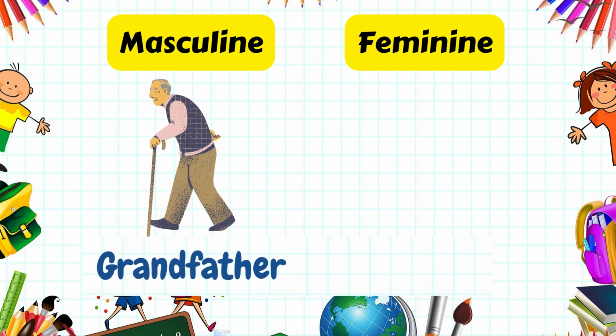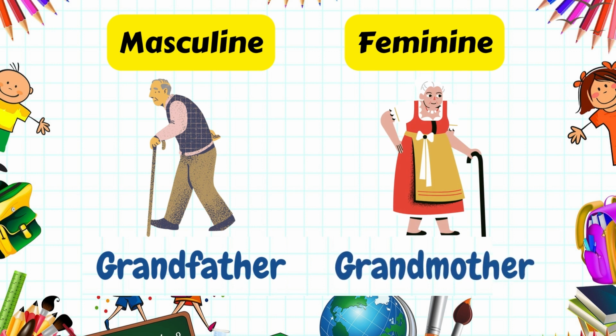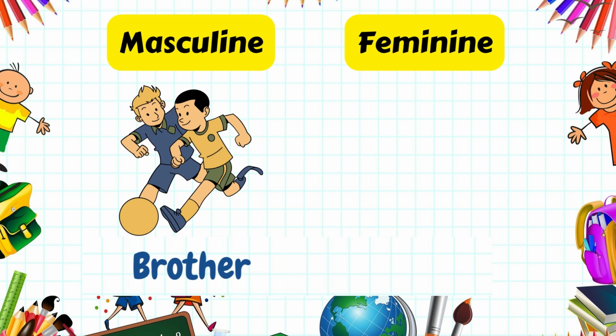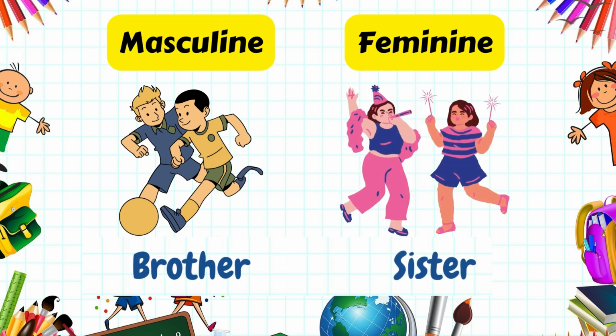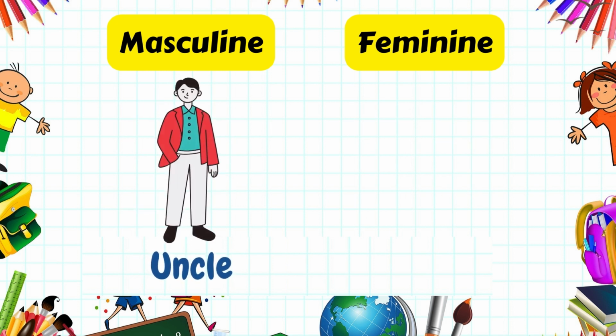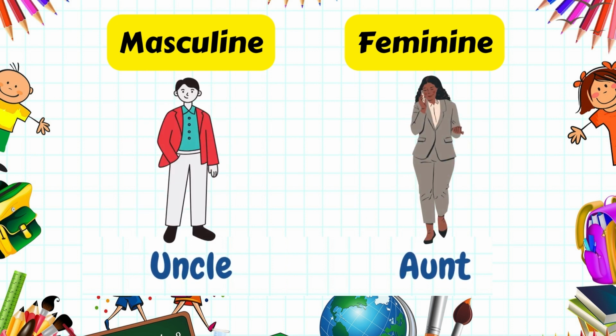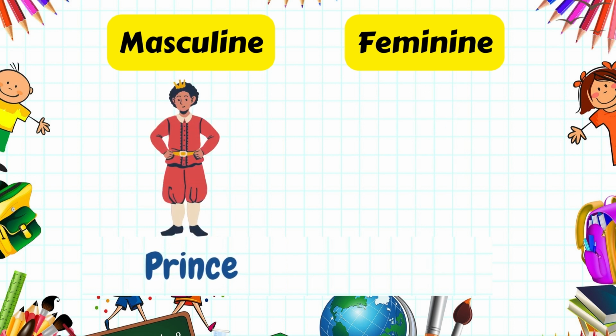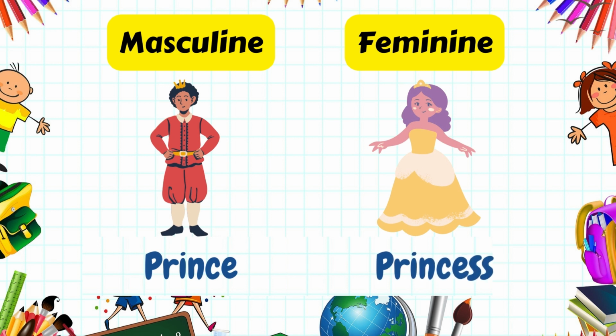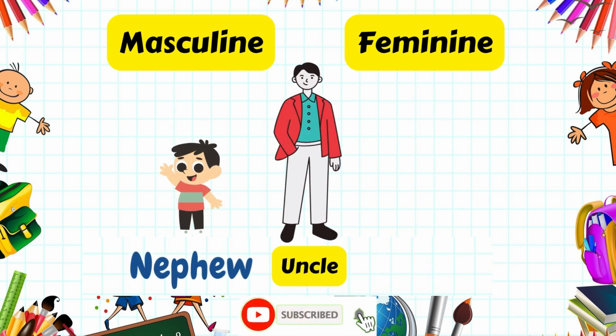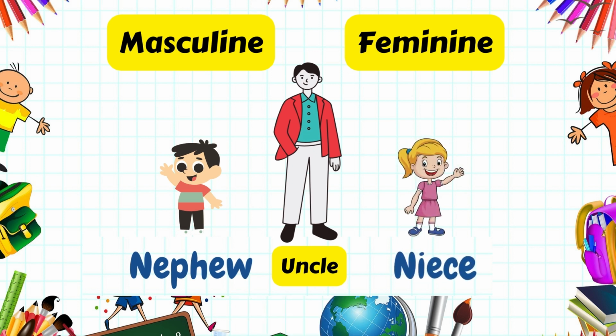Masculine is grandfather and grandmother is its feminine. Masculine is brother and feminine is sister. Brother, sister. Uncle is masculine and its feminine is aunt. Prince is masculine and its feminine is princess. Nephew is masculine and niece is feminine.